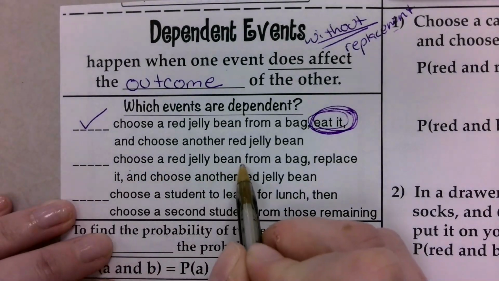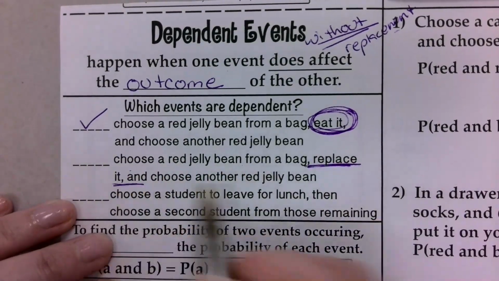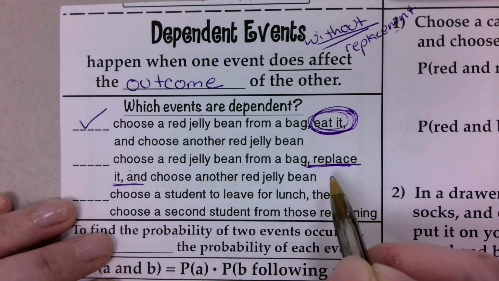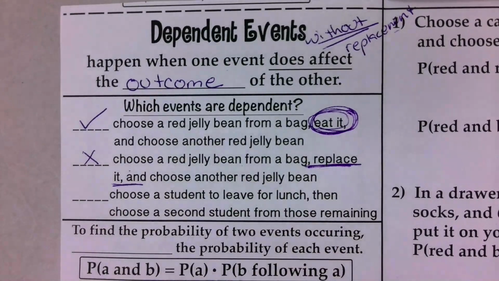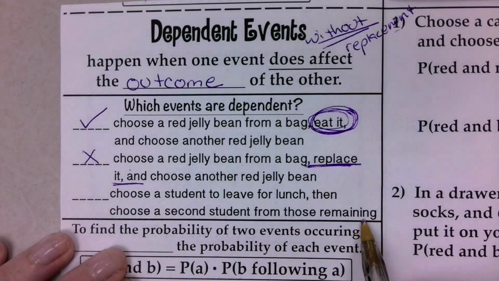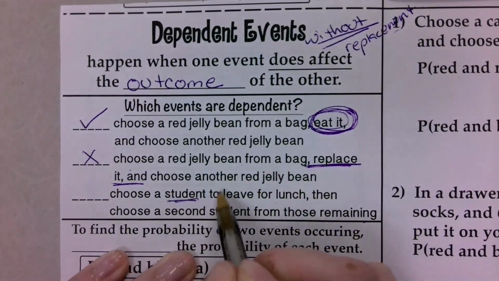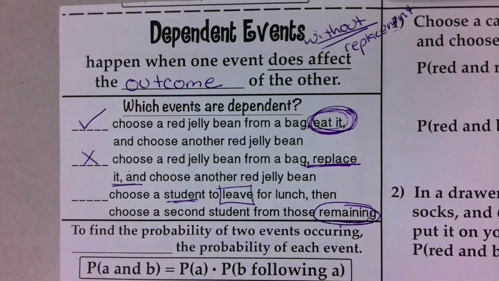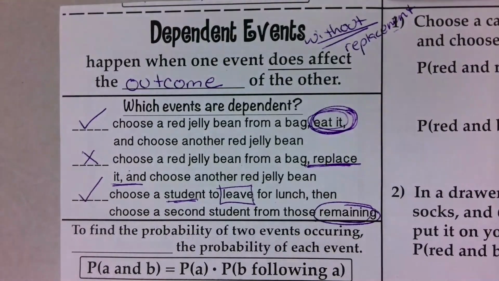Choose a red jelly bean from a bag, replace it, and choose another red. Well, I put it back, so I didn't change the total. So this is not dependent. That would indeed be independent. Choose a student to leave for lunch, then choose a second student from those remaining. The key here is student is leaving and there's students remaining. If a student leaves, they are gone. So they are no longer a part of your total. This would be dependent because then that changes how many students you have left.